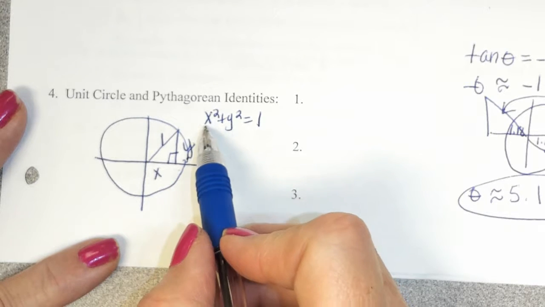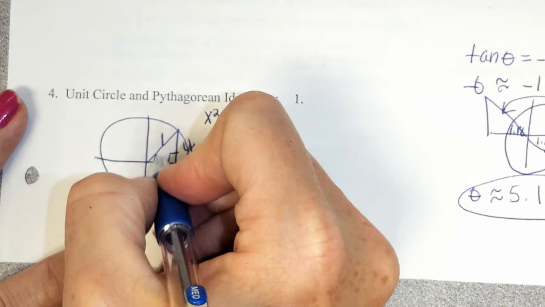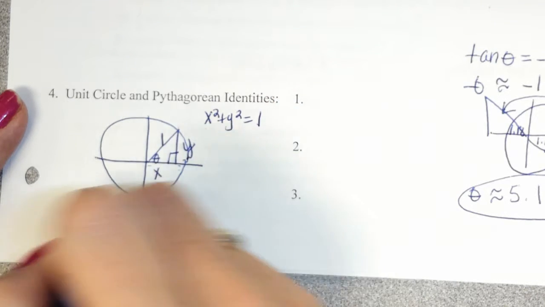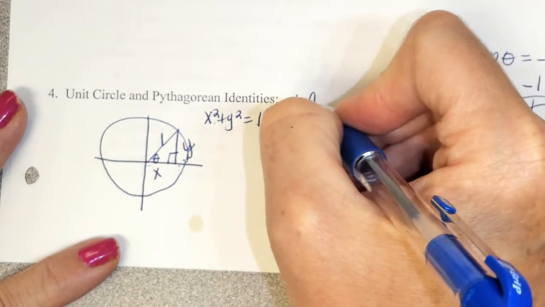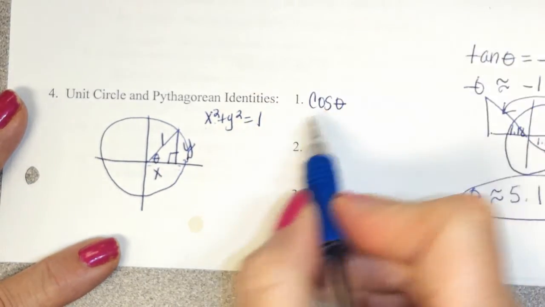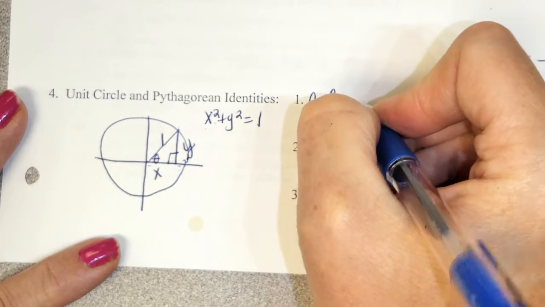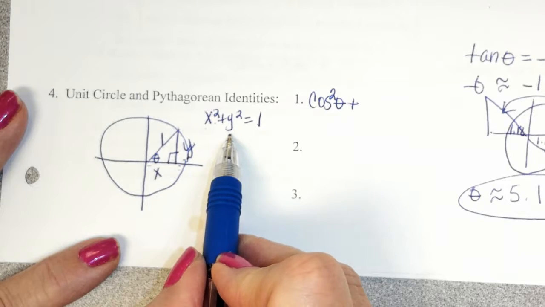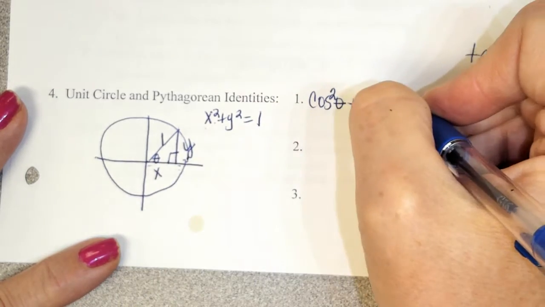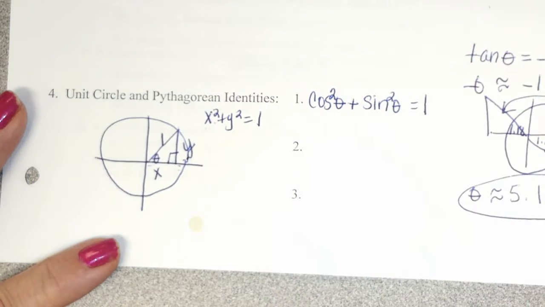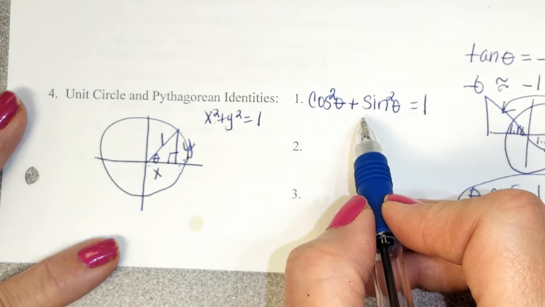Now, what's another name for x in the unit circle? If this is theta, cosine, right? So if this is theta, then another name for x is cosine theta. Cosine squared theta plus, what's another name for y? Sine theta, it's getting squared, must equal 1. So based off of this, we know that identity.